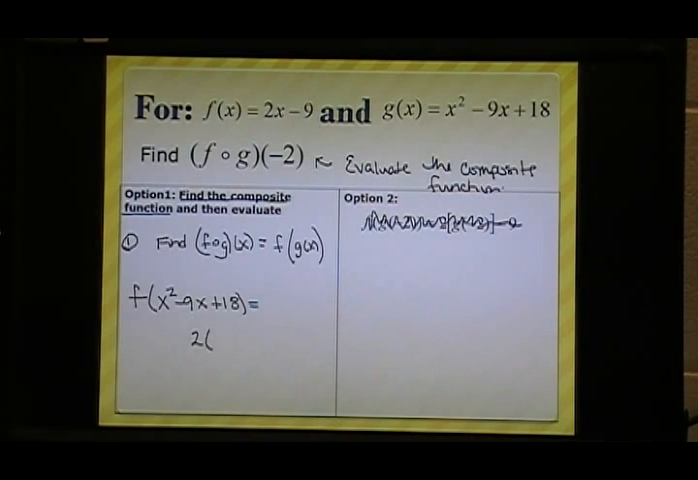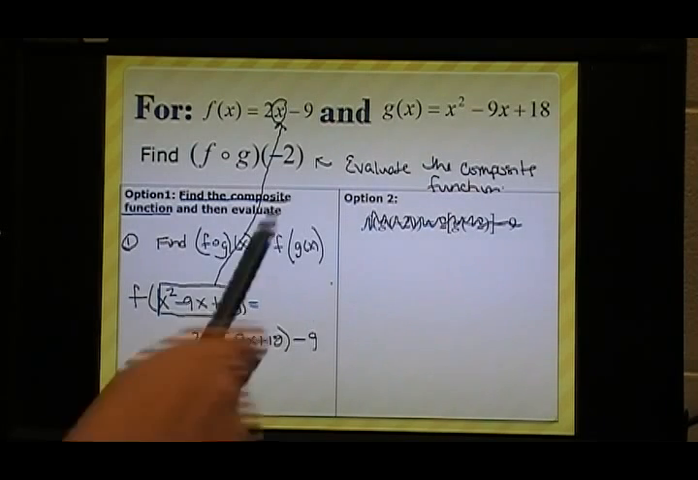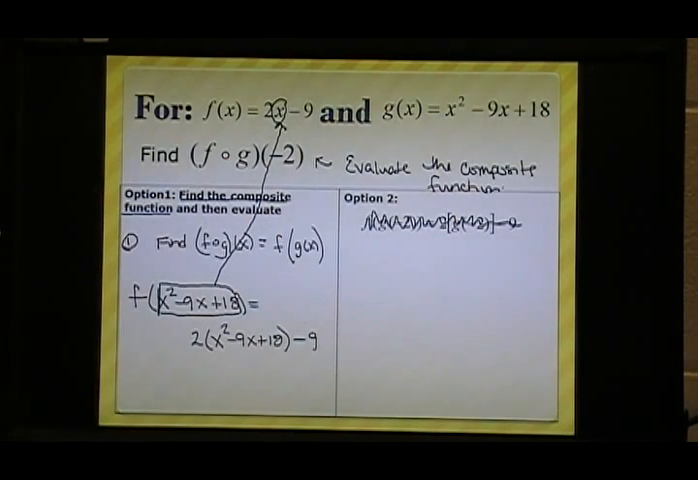down here, 2 times the quantity, right? I'm plugging this in for this x here. So we have 2 times the quantity, x squared, minus 9x plus 18, and then the minus 9 at the end of our function.